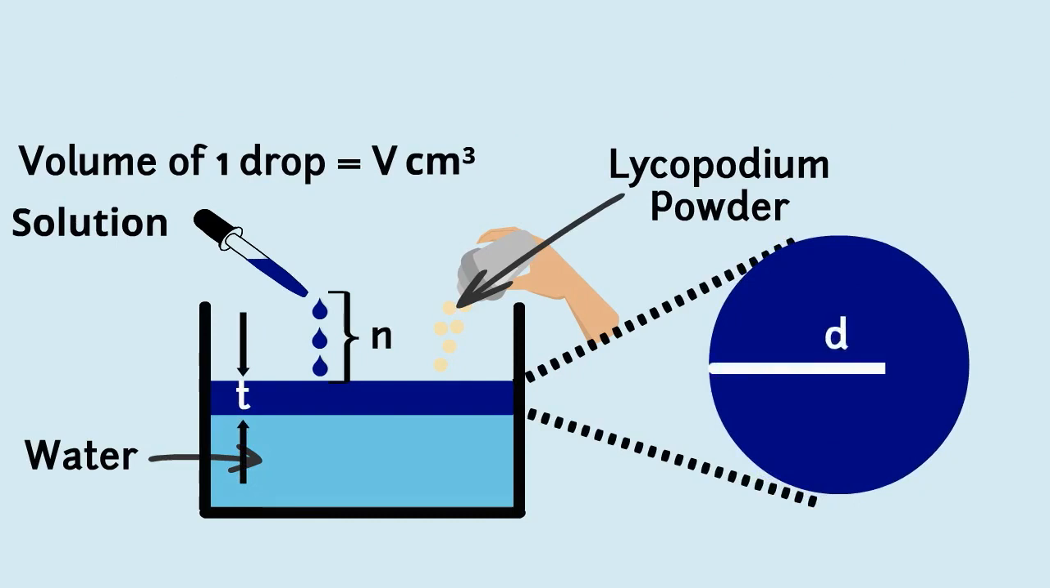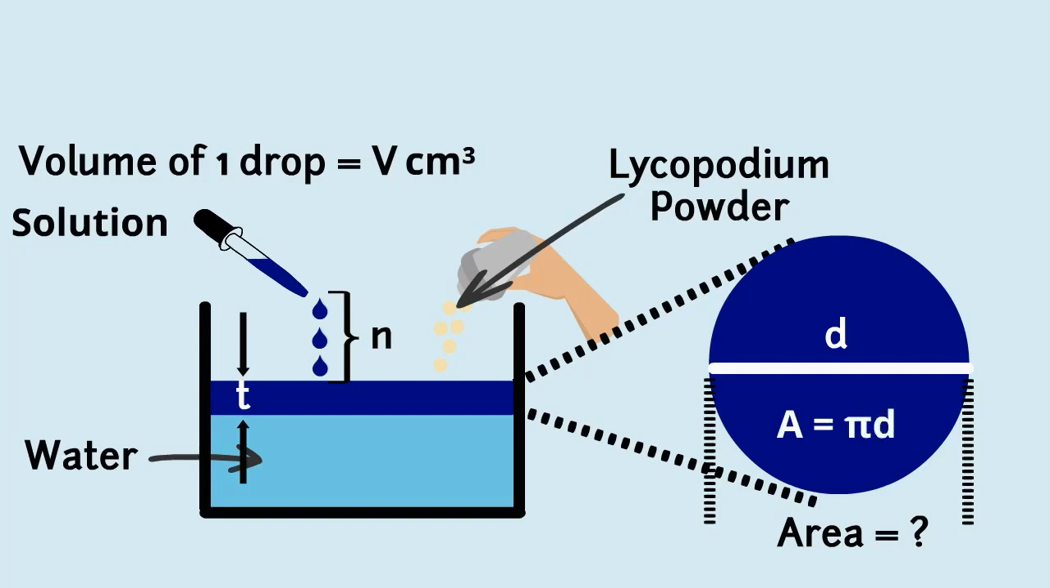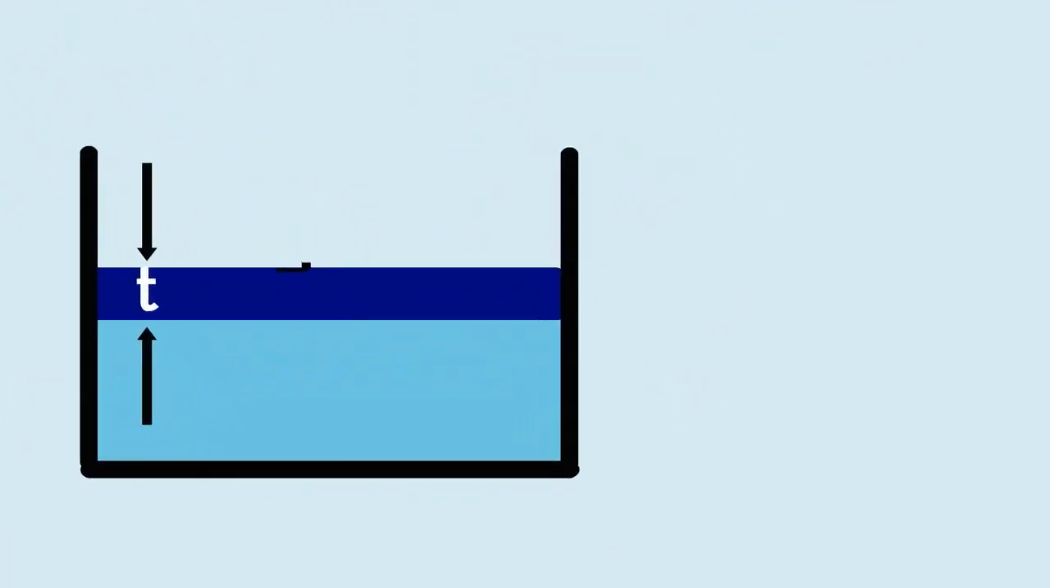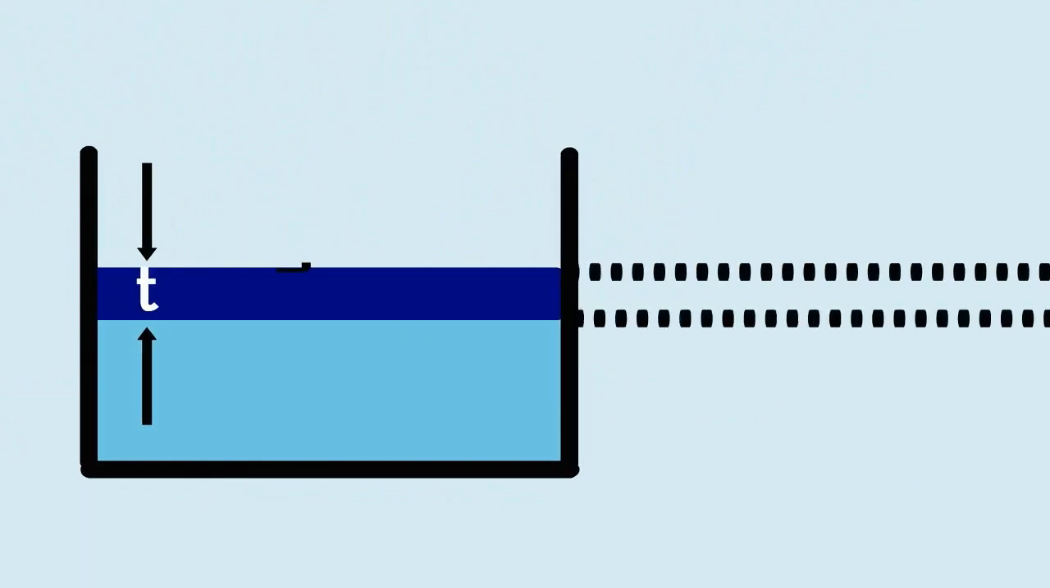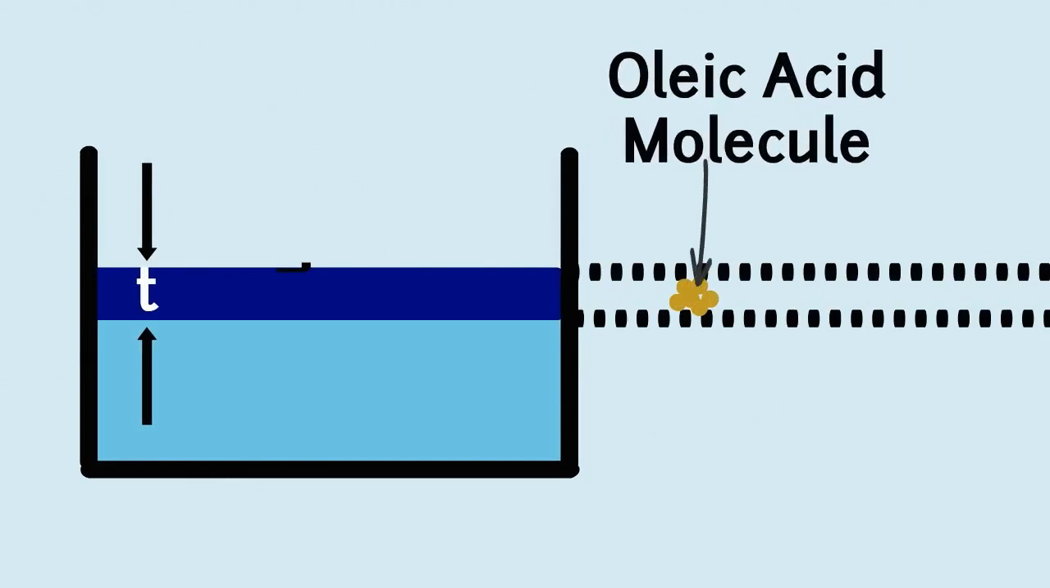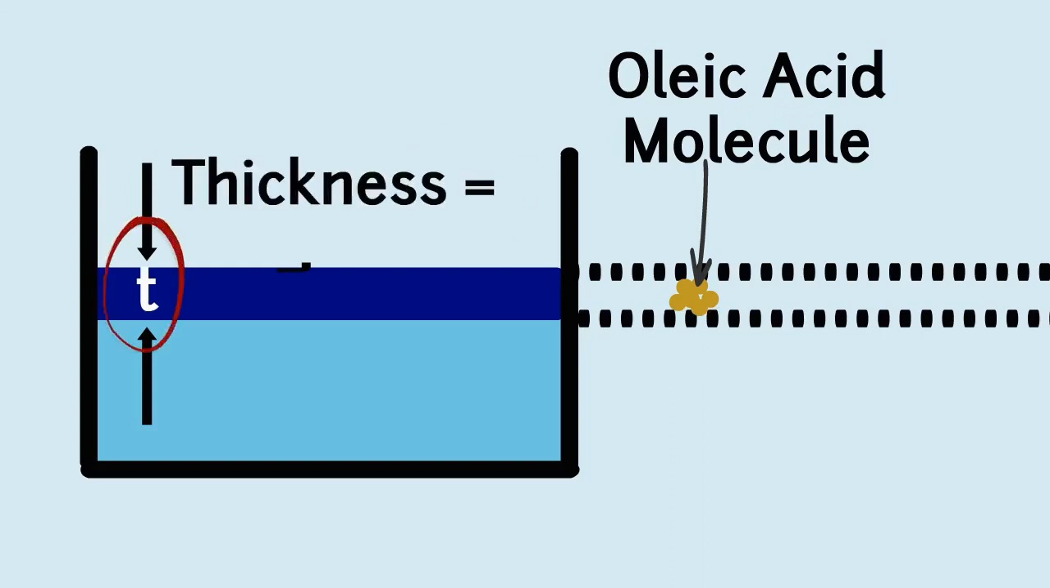Now, measure the diameter of this circular shape and find its area. We know that area equals to pi r squared equals to pi d squared by 4. Let the area be A centimeter square. Here, it is interesting to note that the thickness of circular shape is equal to molecular size of oleic acid molecule. So let us try to find this thickness.